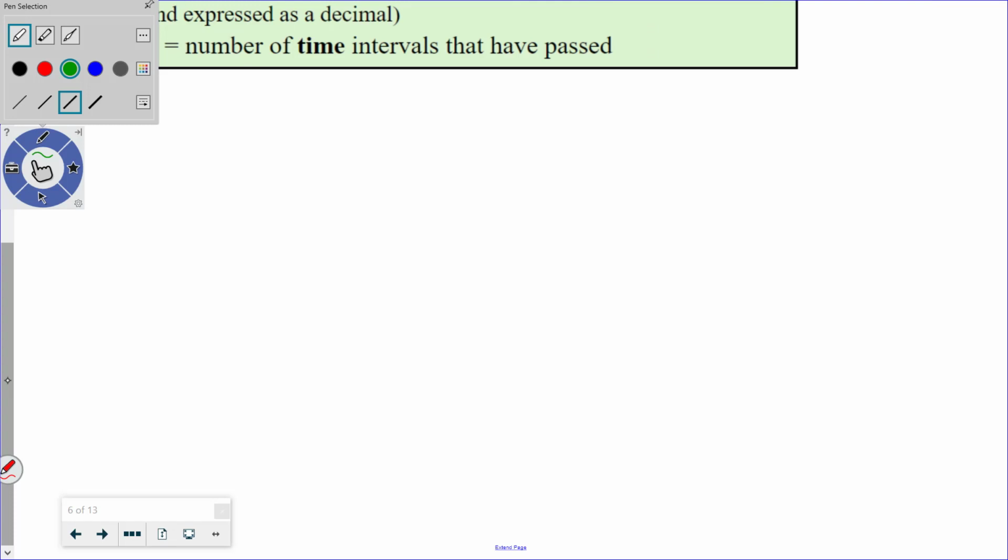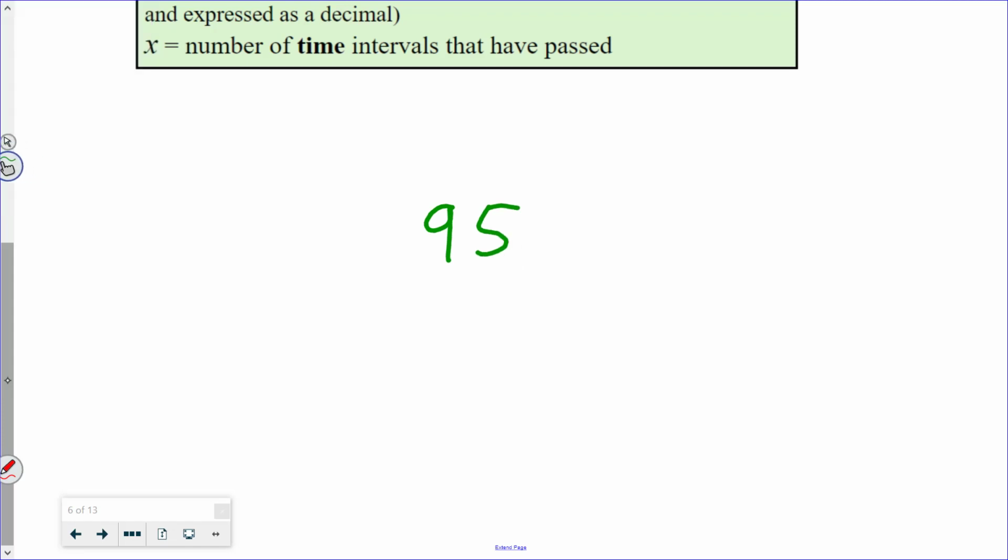Say we have 95%. What is 95% written as a decimal? Does everyone remember how to do that? If you don't, that's fine. Just make sure you pay attention now. Ian, 0.95. Ian, can you explain how you did that?